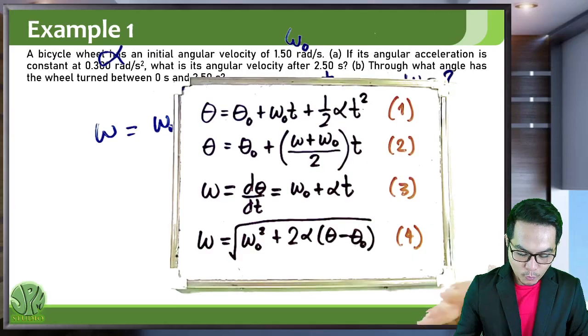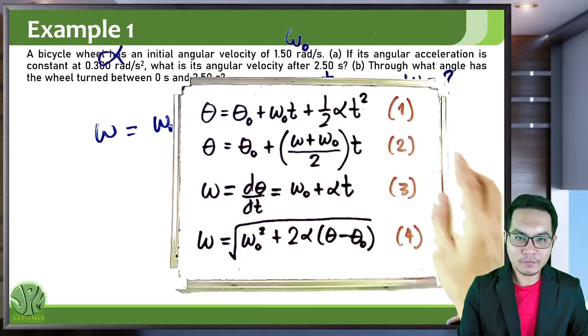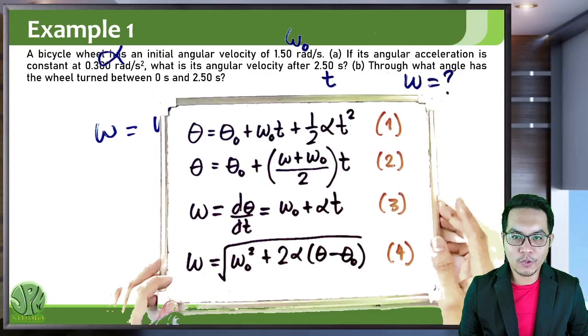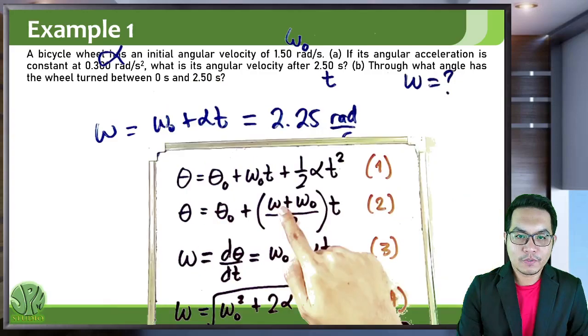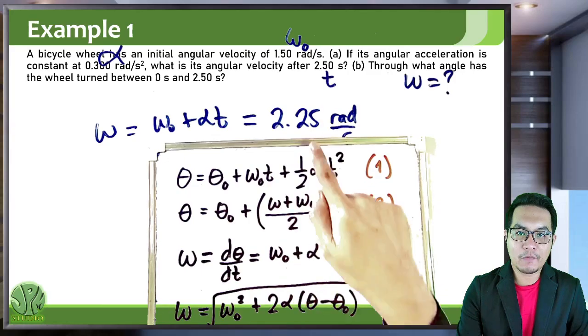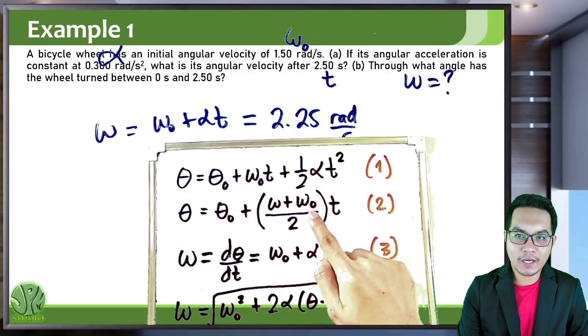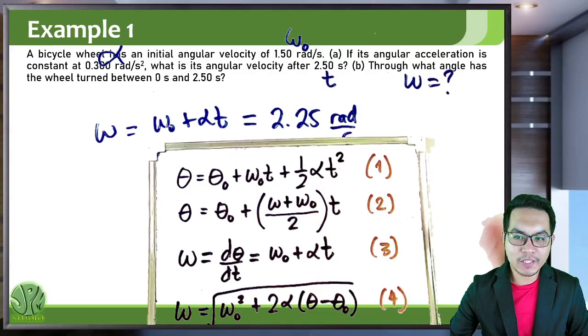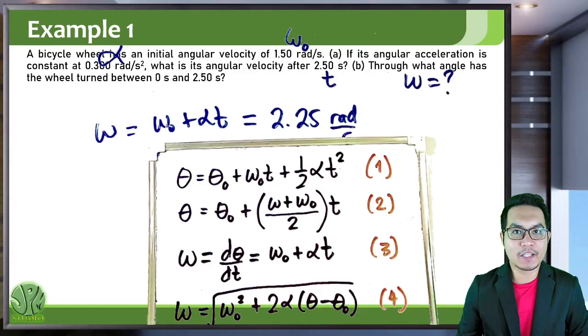Now, I want to try to use another equation, say equation number 1. So, for the second problem, you already know the final angular velocity. You have already solved it, 2.25 radians per second. You're also given the time. How about the initial angular position? Usually the initial parts, if it's not specified, you can always assume that to be 0. But again, if it is specified, then you need to use that value.